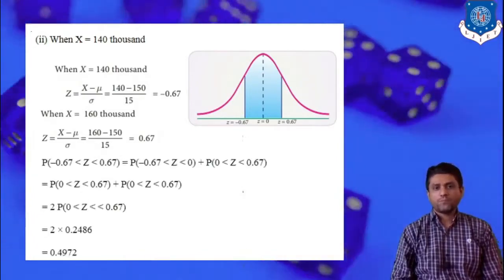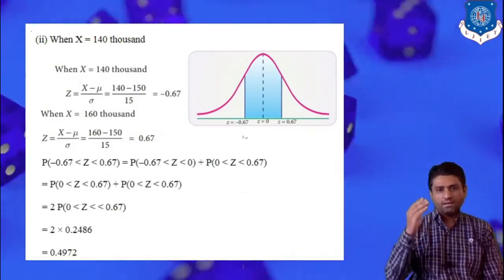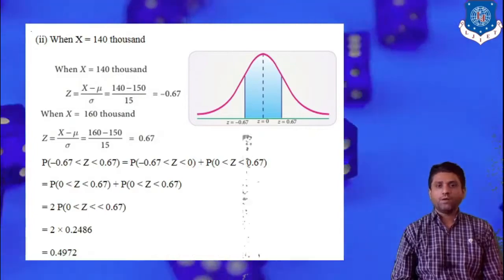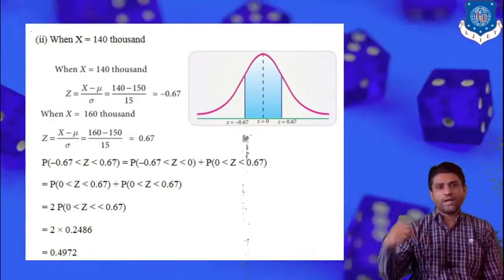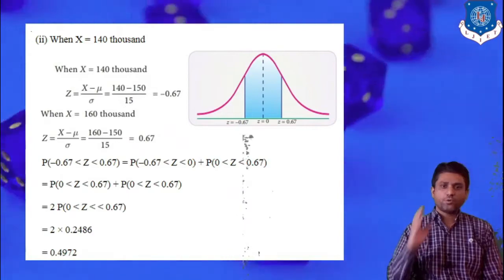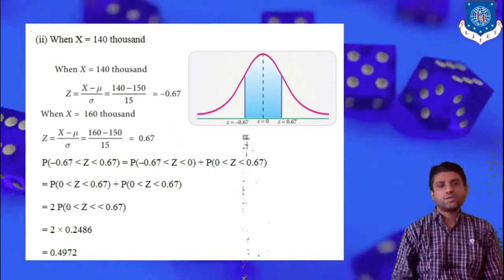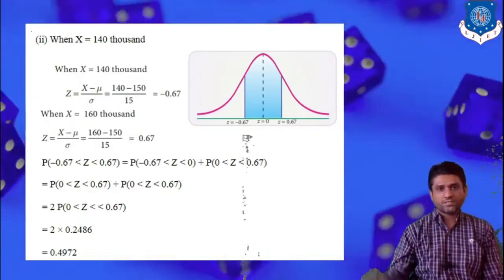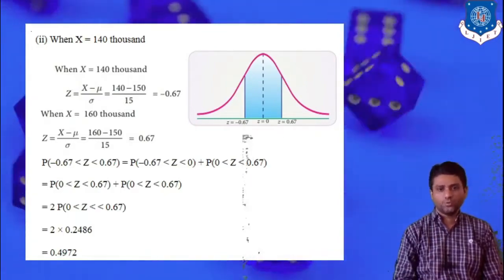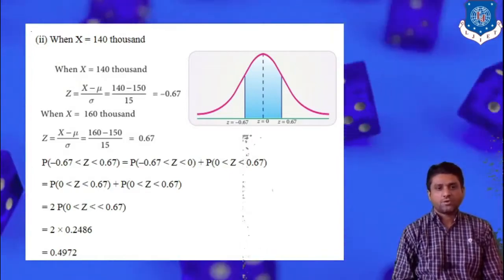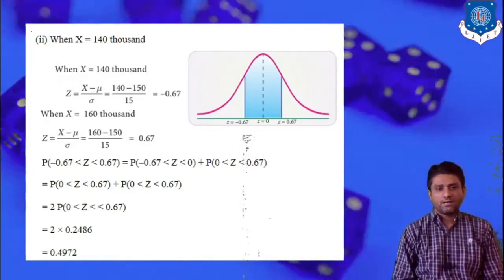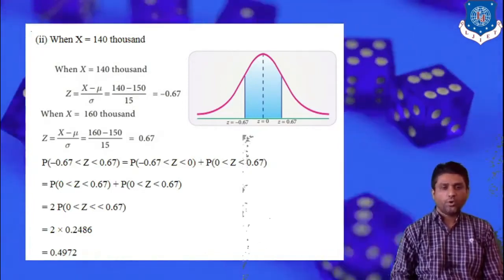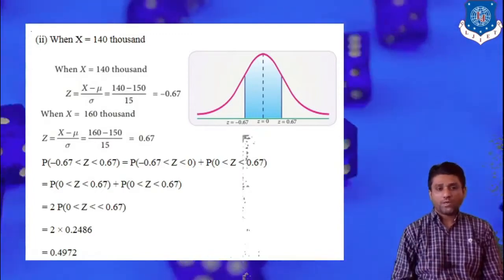So again we have to use the probability. Instead of finding the area between negative 0.67 and 0.67, we just find the area from Z equal to 0 to Z equal to 0.67, and we use the property that the Z distribution is symmetric. So whatever area is covered from Z = 0 to Z = 0.67, we multiply by 2. So the same thing is reflected: 2 into the probability of Z falling in the interval 0 to 0.67.